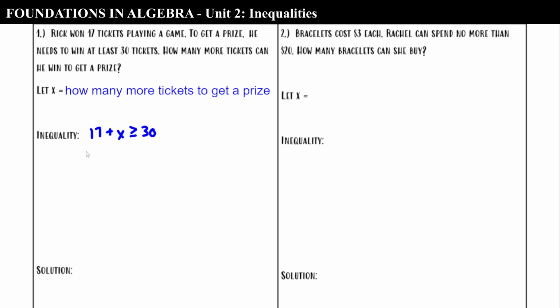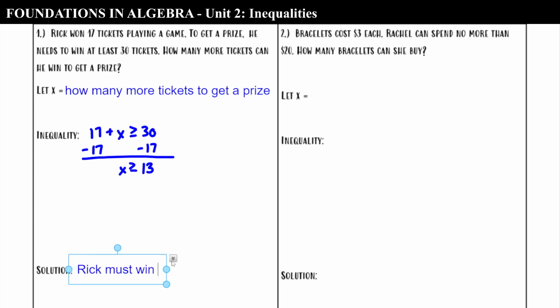So now we're going to solve this inequality by subtracting 17 from each side, and we get X is greater than or equal to 13. So just like with equation word problems, inequality word problems require a word answer. Rick must win at least 13 more tickets.